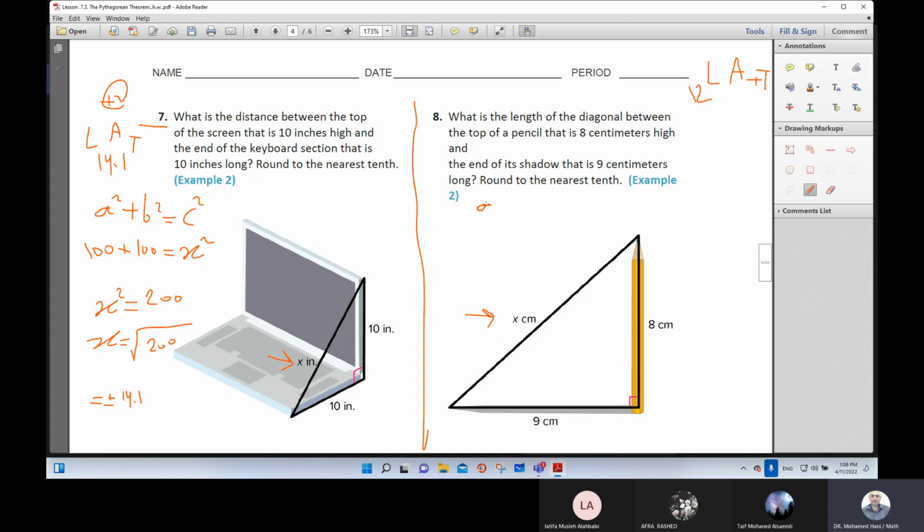So start from a squared plus b squared equals c squared. And a squared, this is 9 squared, means 9 times 9, 81. And b squared, 8 squared, means 8 times 8 will be 64. Equals c squared means x squared. Then you can add here.